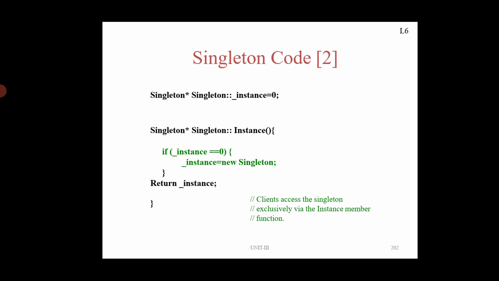So notice that here the constructor is protected. A client that tries to instantiate a singleton directly will get an error at compile time, to make sure that only one instance can ever get created.